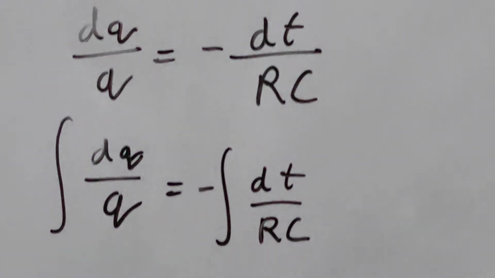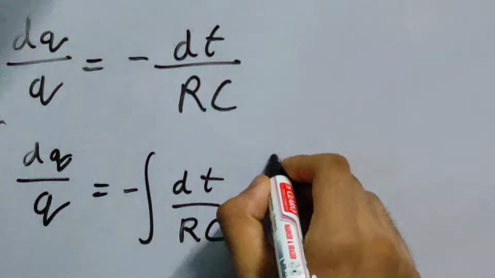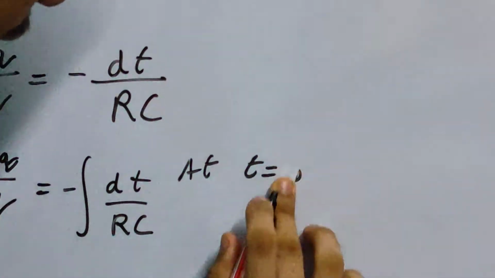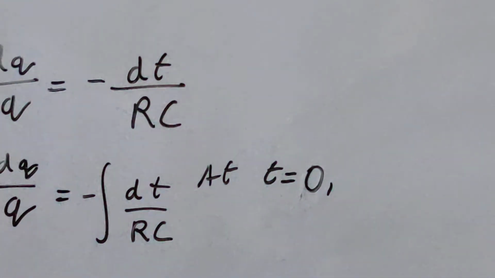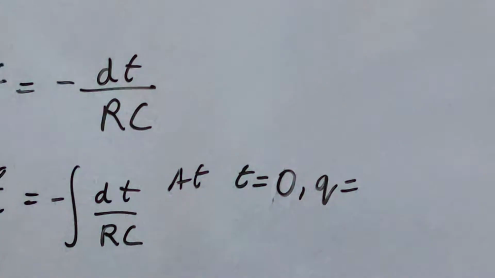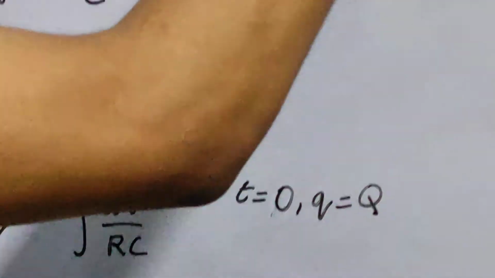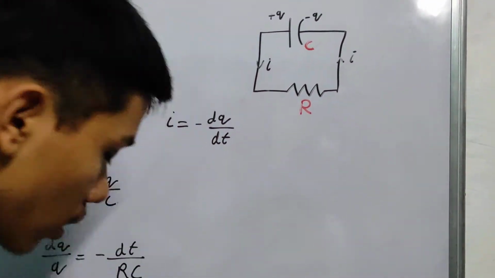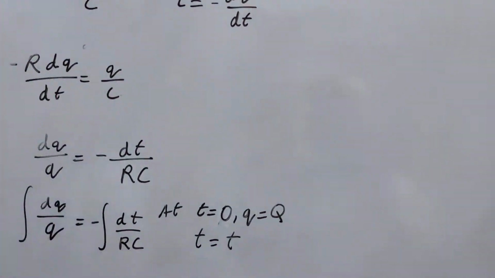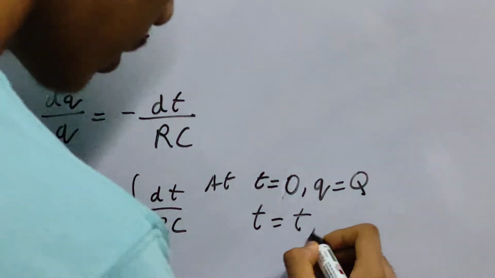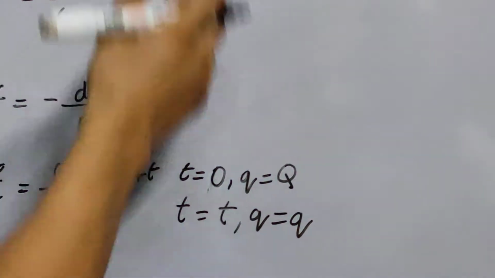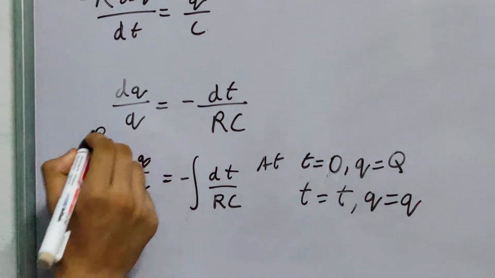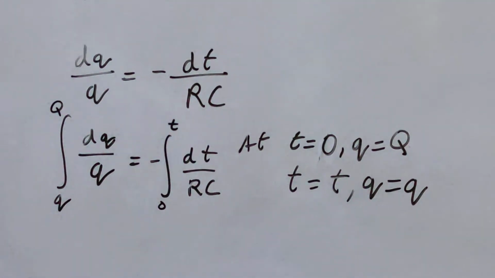Now what are these limits? Let us see what the limits are. So at time t equal to 0, at initial, the charge on the capacitor, let us call this capital Q. So initially capital Q is the charge on this capacitor. Now at a general time t, the charge on the capacitor, let us say it's q. So after time t, q charge is left. So limits will be from capital Q to q, and from 0 to time t.